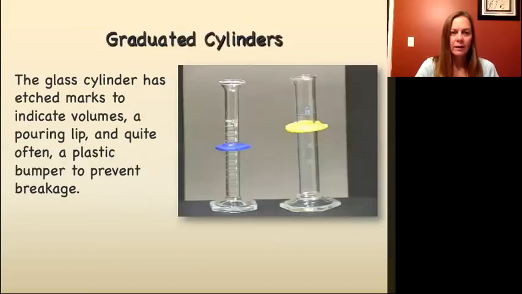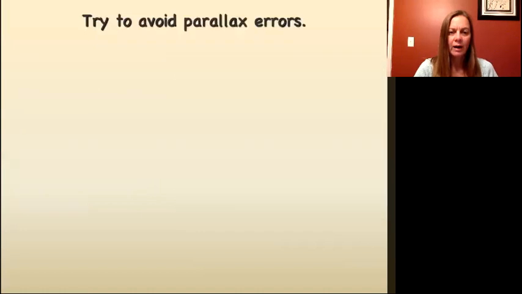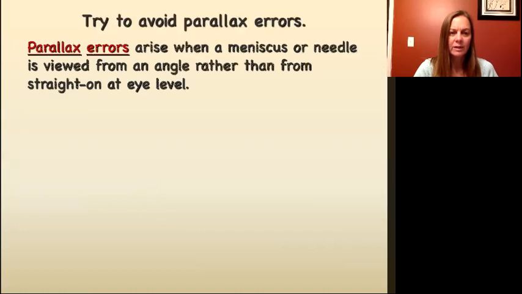So let's take a look at how we read. So here is, as I said earlier, the meniscus, okay? And that's the bottom of this curve of the liquid in the narrow cylindrical container. And we're always going to read volume from the bottom of the meniscus. And we're going to take a couple of steps to make sure that we are reading it correctly. We want to make sure that we are eye level with the meniscus.